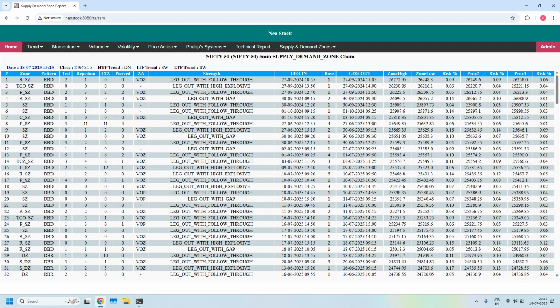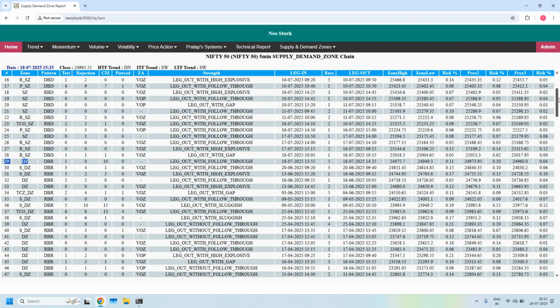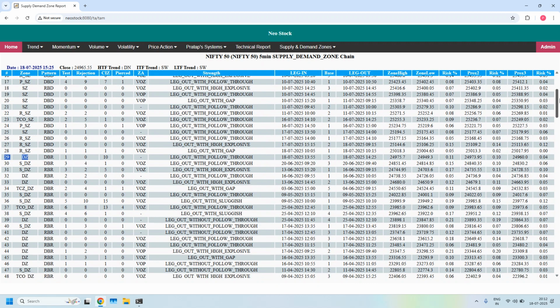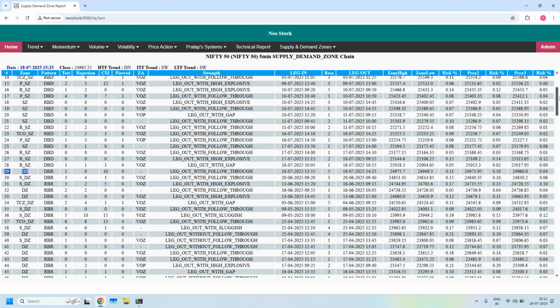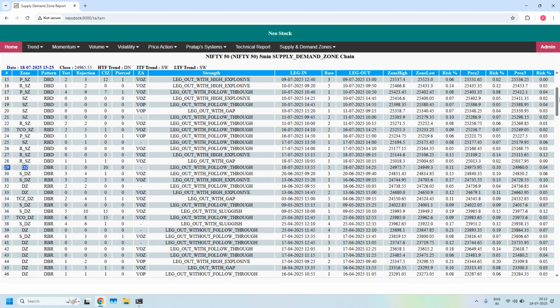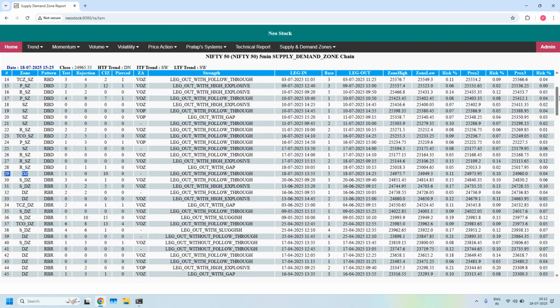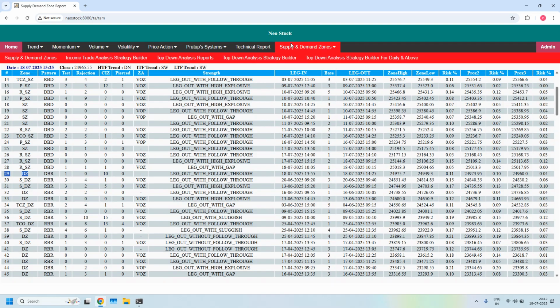The nearest demand zone to the current closing price is serial number 29. So I am putting it in the middle of the page. So this is about a Nifty supply demand zone chain. Next, I will generate Bank Nifty supply demand zone chain.